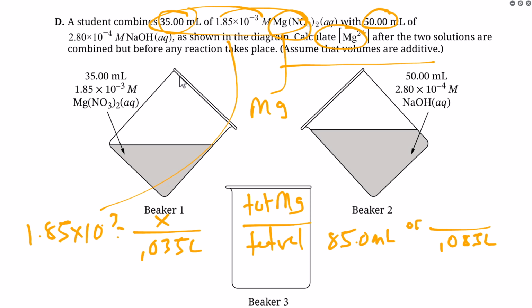So we're going to take 0.035. We're going to multiply that by 1.85 times 10 to the negative third. And what we end up with is 6.48 times 10 to the negative fifth.